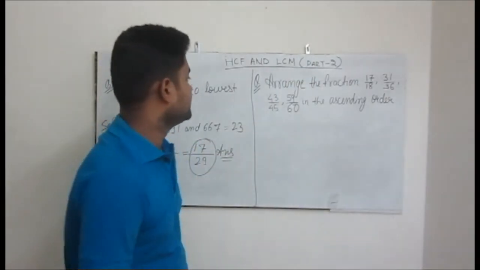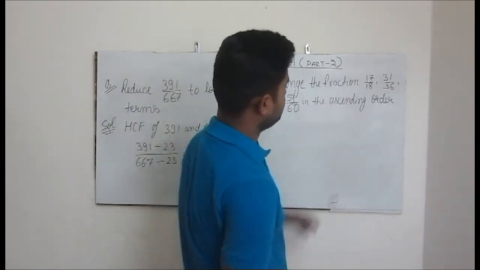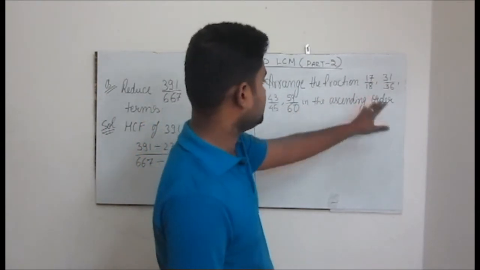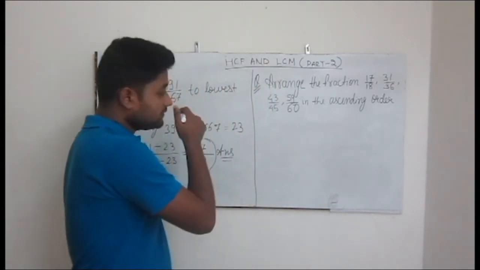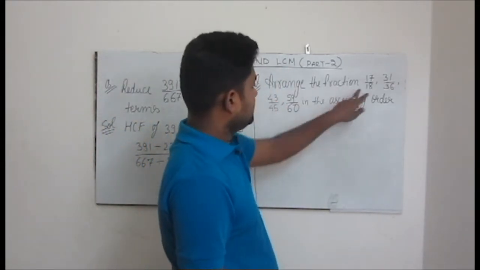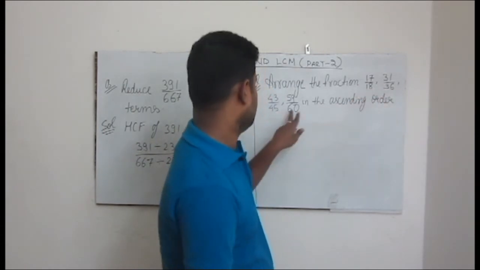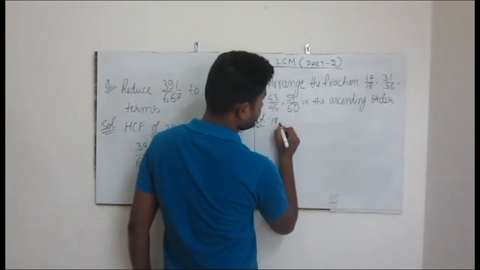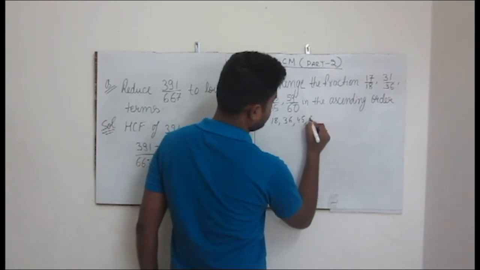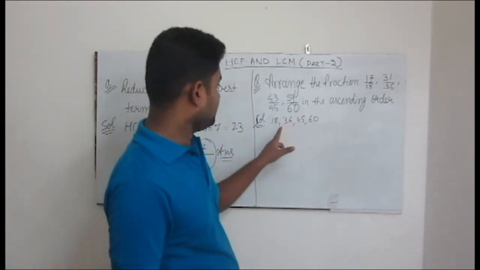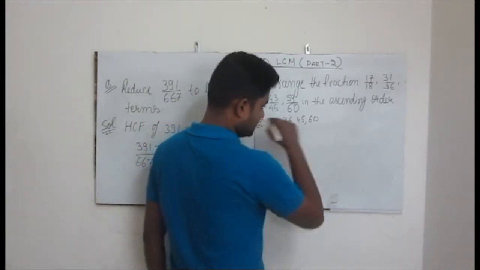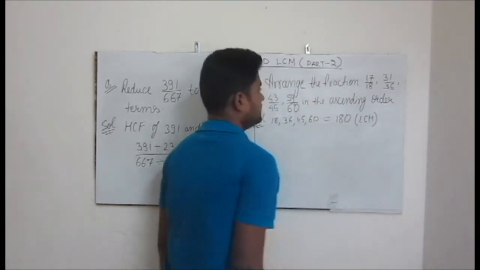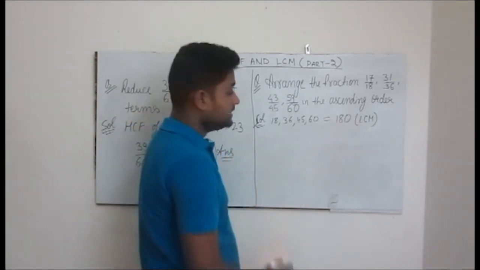Now we will see another question. Question says arrange the fractions 17 by 18, 31 by 36, 43 by 45, 59 by 60 in ascending order. So to solve this problem, first try to find the LCM of the denominators. Here the denominators are 18, 36, 45, 60. So what will be the LCM of 18, 36, 45, 60? LCM will be 180.